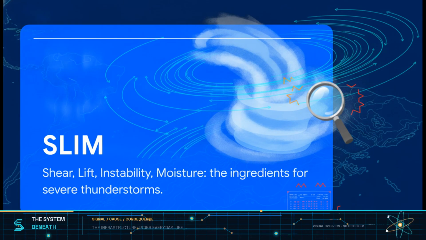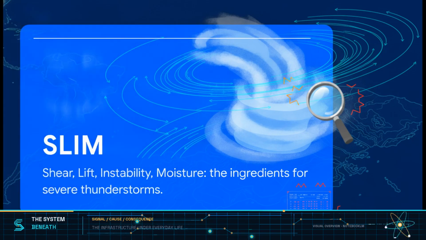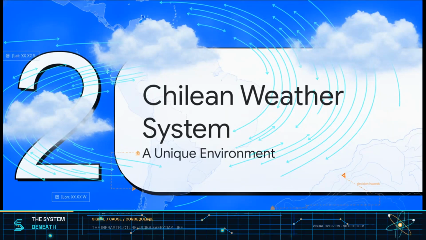We need shear, which is basically just wind changing speed or direction as you go higher up. We need lift to literally push the air upward. We need instability, which allows that rising air to just keep accelerating. And finally, moisture to fuel all that condensation. If this giant atmospheric machine is missing even a single one of these inputs, the severe thunderstorm simply fails to form. It's that simple. Moving right along to part two, the Chilean weather system.